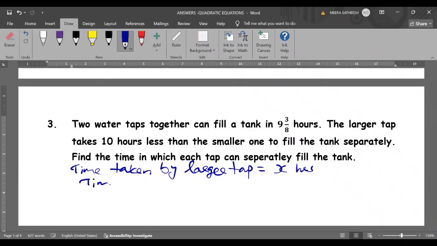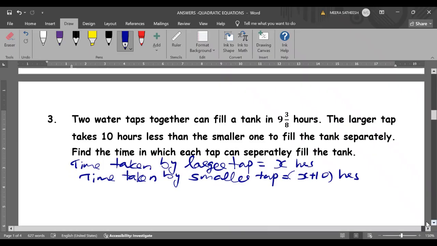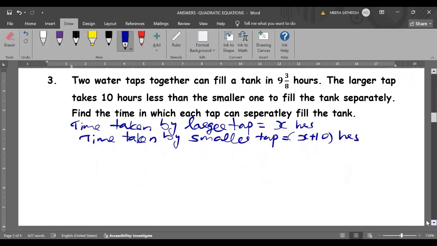So time taken by smaller tap, x plus 10 hours. This is to fill the tank completely. Okay. So next we have to find in 1 hour, how much each tap can fill.